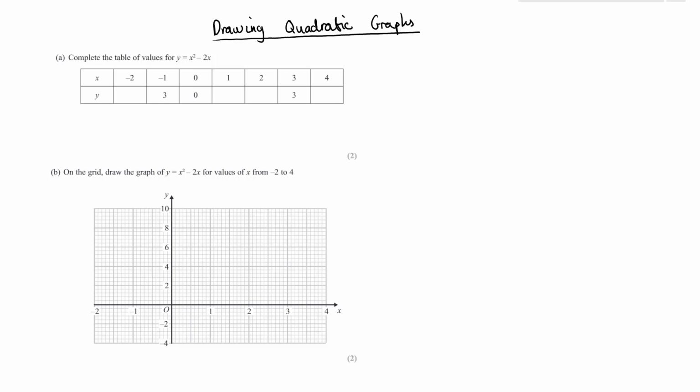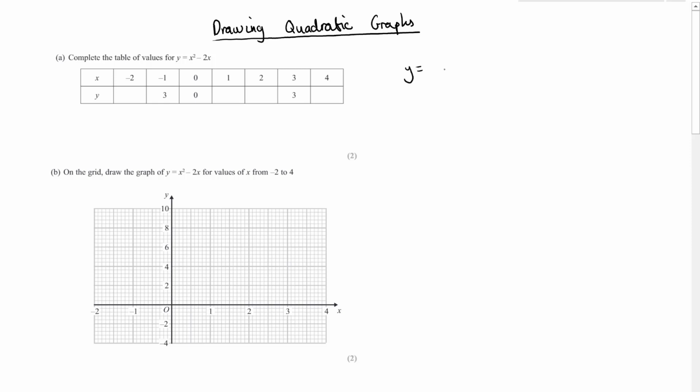In this video we're going to be looking through how to solve some practice questions on drawing quadratic graphs. Okay, so this first question, we've been given the equation y equals x squared minus 2x, and they ask us to first of all complete the table for 2 marks. So we're going to do what we've always done through linear, quadratic, whatever it may be. We're just going to substitute in the x value.